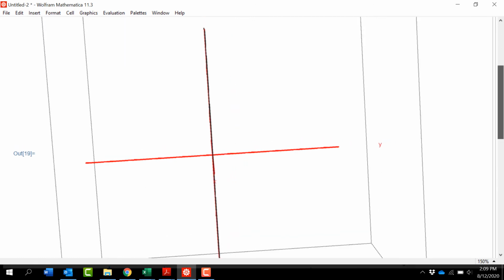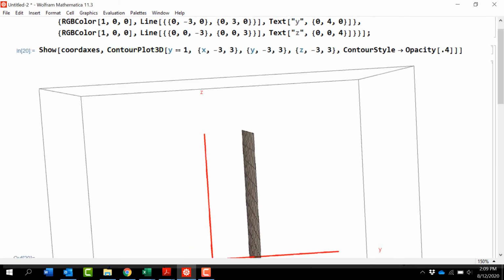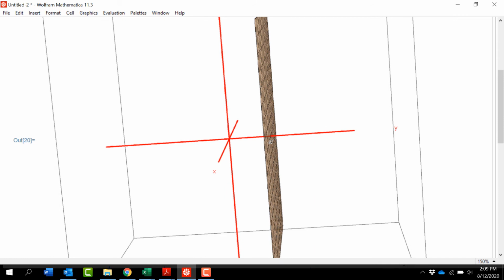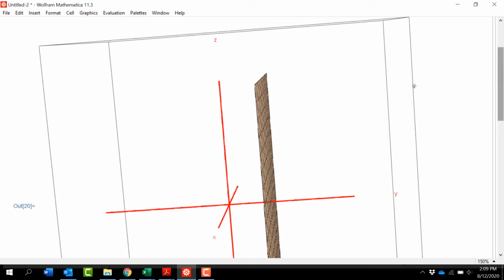Now we'll talk about this later, but you might wonder, what if I changed it to y equals 1? Well, it just scoots over 1 on the y-axis. It's just a mirror copy of the same xz plane, but it's no longer the xz plane because we shifted it over to y equals 1. So the xz plane is when y is 0.